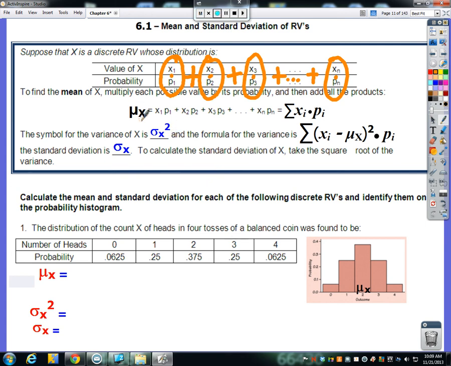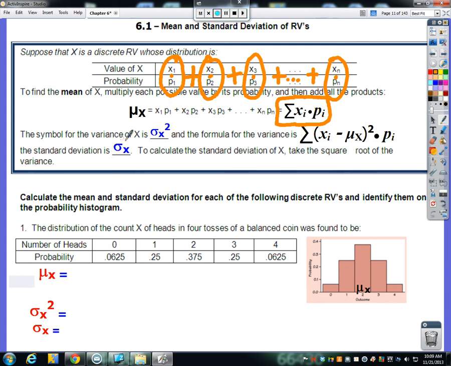So mu sub x, the mean of our discrete random variable X. Again, it's nothing more than multiplying each individual value with its probability and adding all those individual things together. So this is the shortcut way that you could write all of that out, where our capital sigma here is our sum, and x sub i represents the individual x's times the individual probabilities.